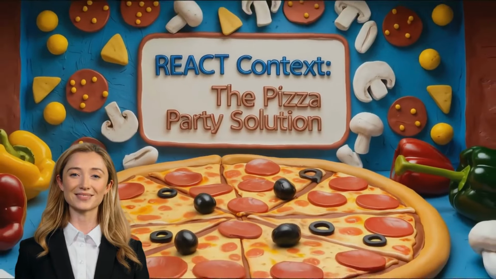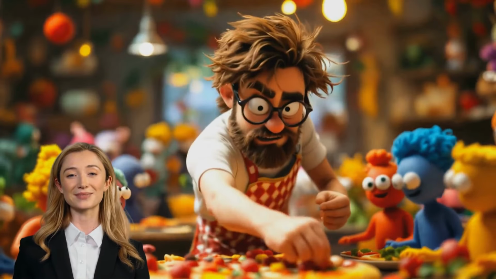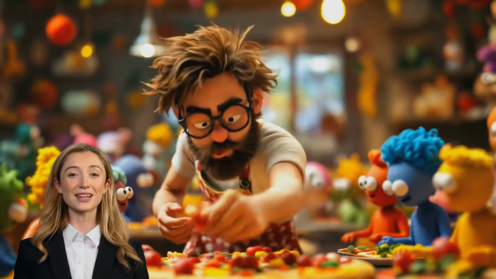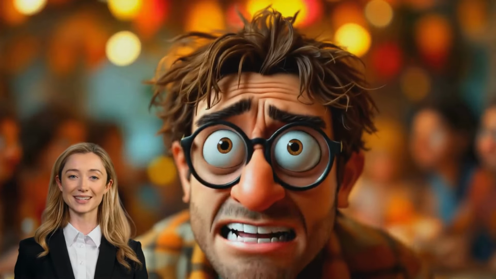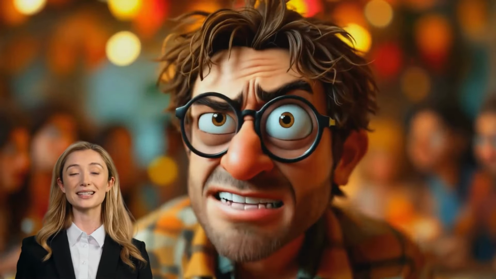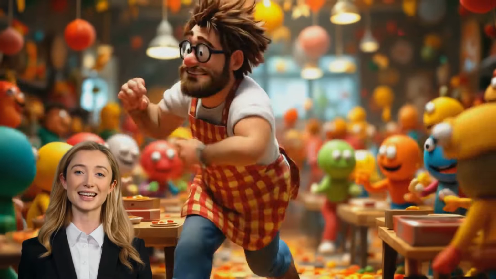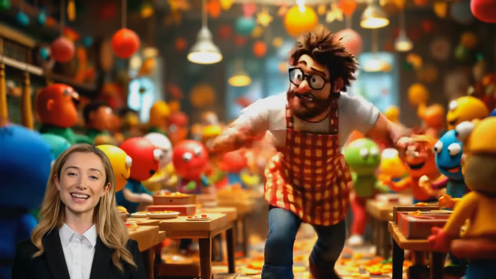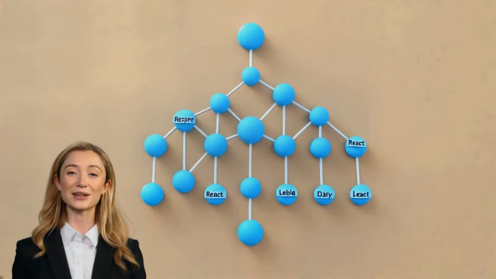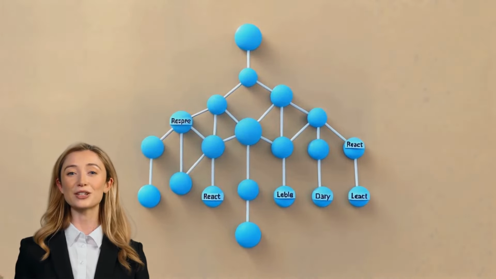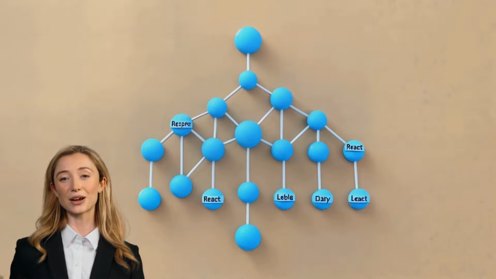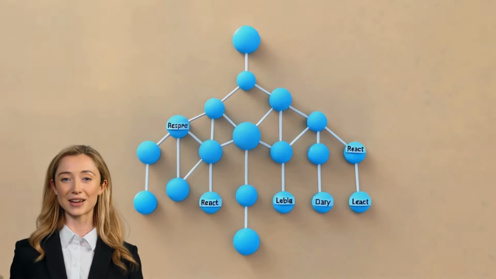Imagine this. You're hosting the ultimate pizza party. But there's a problem. Every guest has to go through you to get their toppings. I don't know about you, but that definitely won't be a party for me, at least. And guess what? This is exactly what happens when you pass props manually in React. You're stuck delivering data from parent to child to grandchild, and it gets super messy super fast.